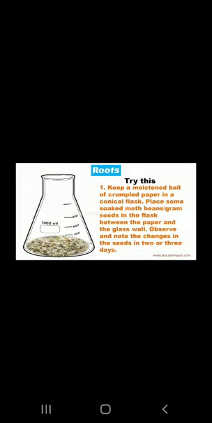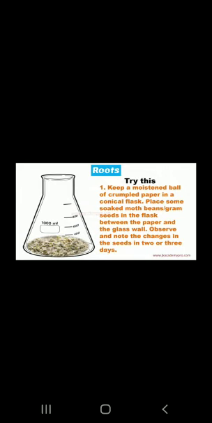Keep a moist ball of crumpled paper in a conical flask. Conical flask means you can see the structure over there, that is called a conical flask. You can take any glass jar if you have, so that you can easily observe what is inside the glass jar. If you don't have a glass jar, you can take a plastic container or a steel container.